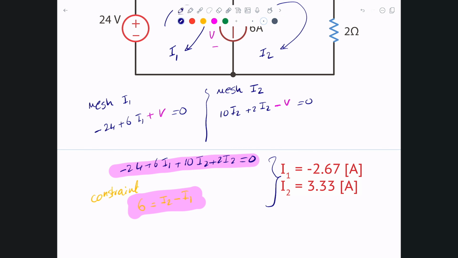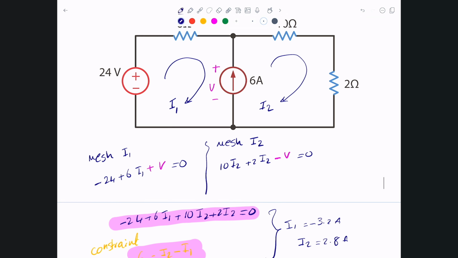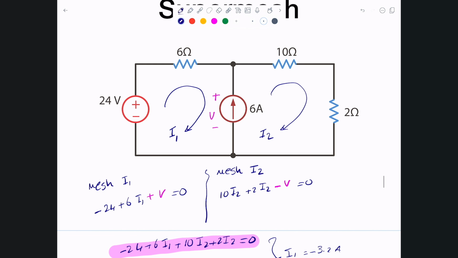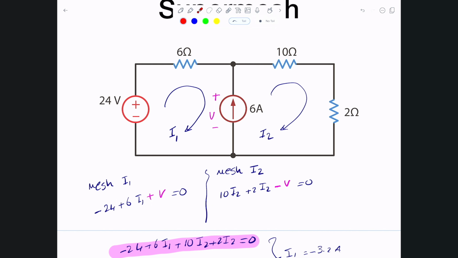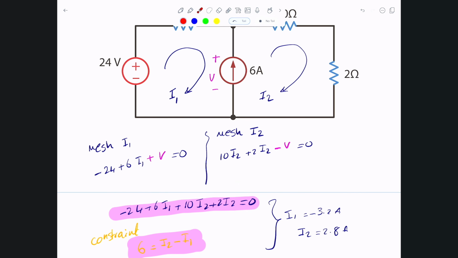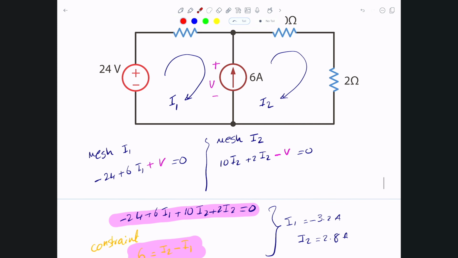All right, the reason why I'm covering this is I want to talk about what we call a super mesh. As it turns out, you do not have to write the first mesh and the second mesh and assume that plus V. There's a little bit of a faster way to get to this particular equation right away, and that's what we call a super mesh. So let me just clean the graphs in here, and we'll end up with the same equation.